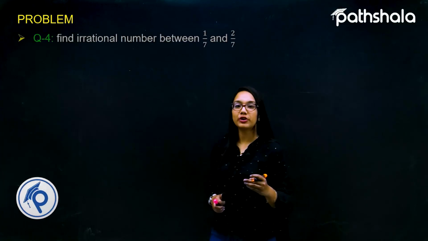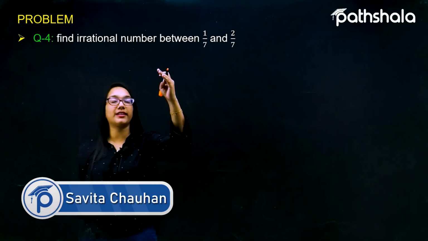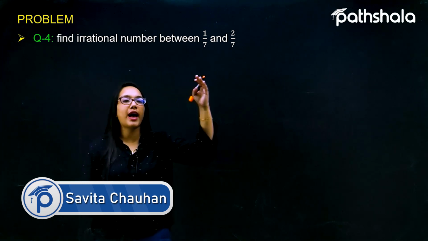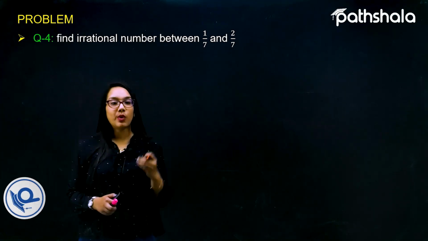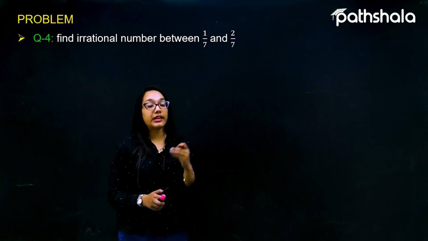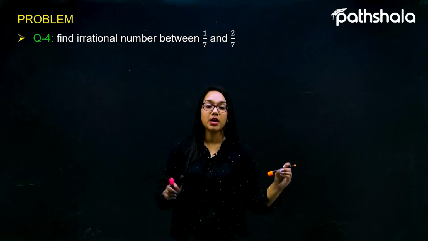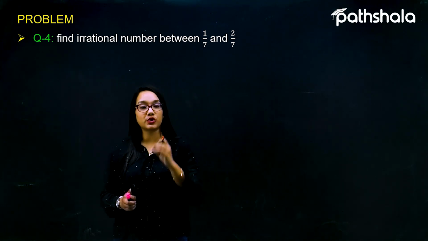So let's just move on further towards question number 4, which says: find the irrational numbers that are lying between 1/7 and 2/7. As we know, there are infinitely many irrational numbers that lie in between two numbers. So let's start this particular question on that note.